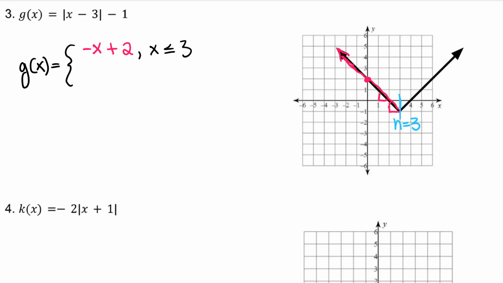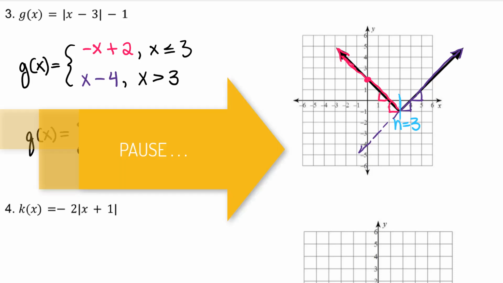Now to the right of h, the slope of our line is +1. But if we extended this line, we would notice our y-intercept would be -4. So x minus 4. This is the second line that makes up the absolute value function, but it's only defined for when x is greater than 3, our transitional or h value in this case. How else could we write it? Try it on your own and then press play to check.